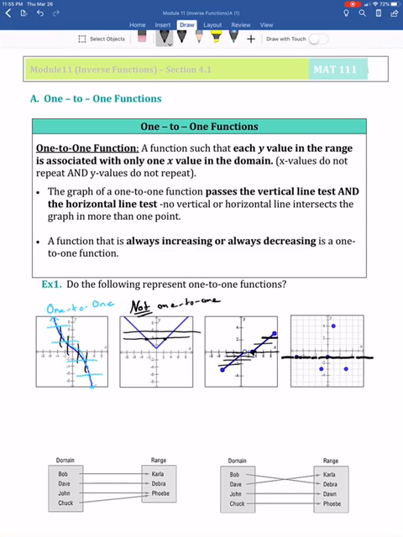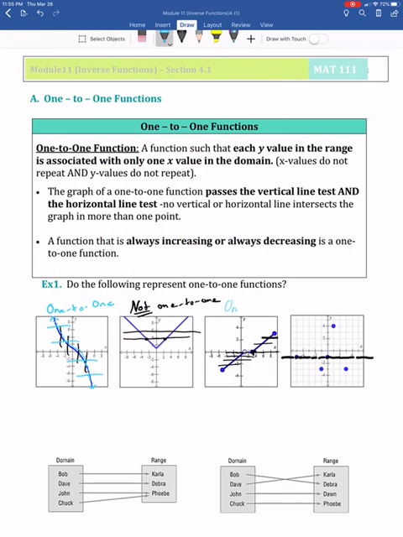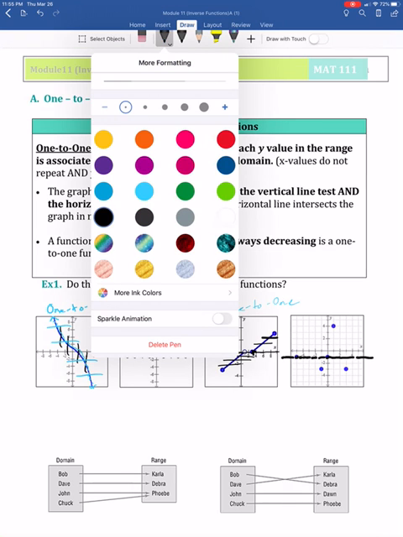So again, our third graph is an example of a one-to-one function, but our fourth graph here is an example of a function that's not one-to-one, and it fails that horizontal line test.